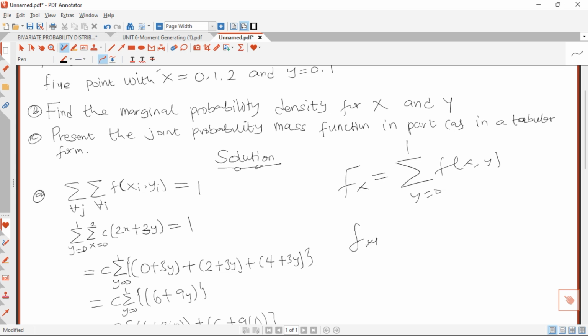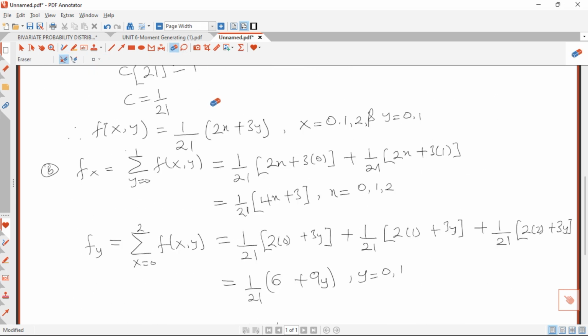And then for the marginal of y, we are going to sum on x, moving from 0 to 2 of f(x,y), right? So that is what we are going to do. I have the solution here, so let's go to that so that we can finish faster.